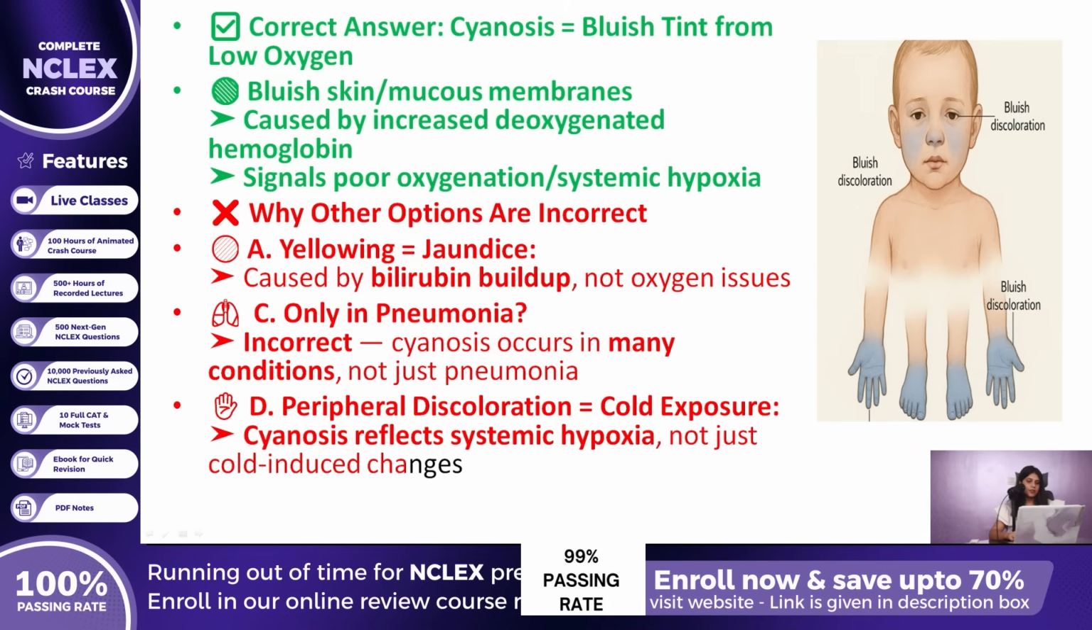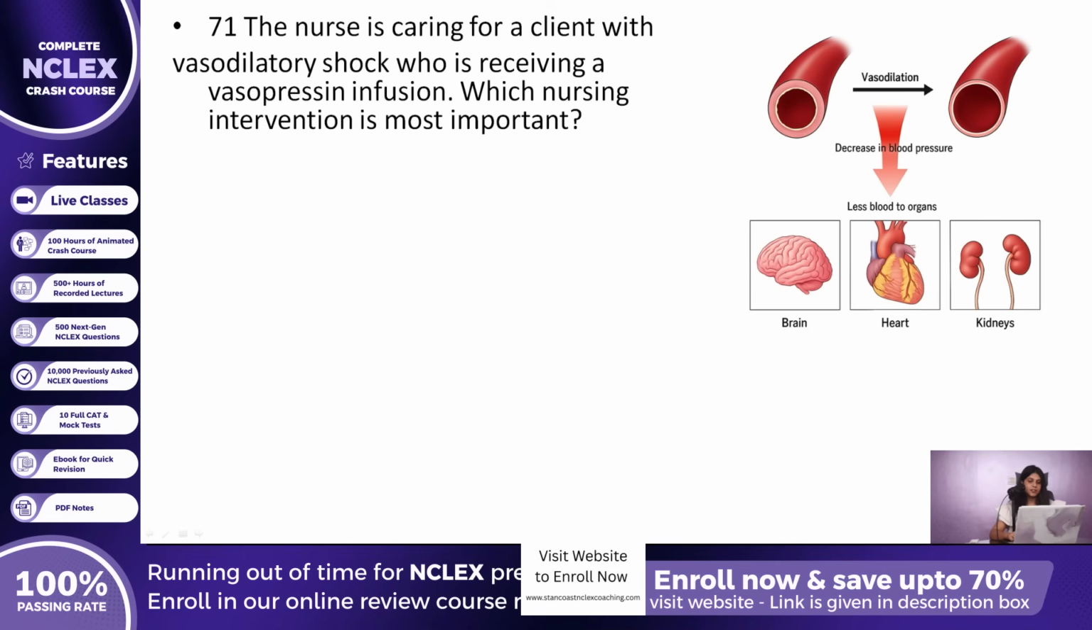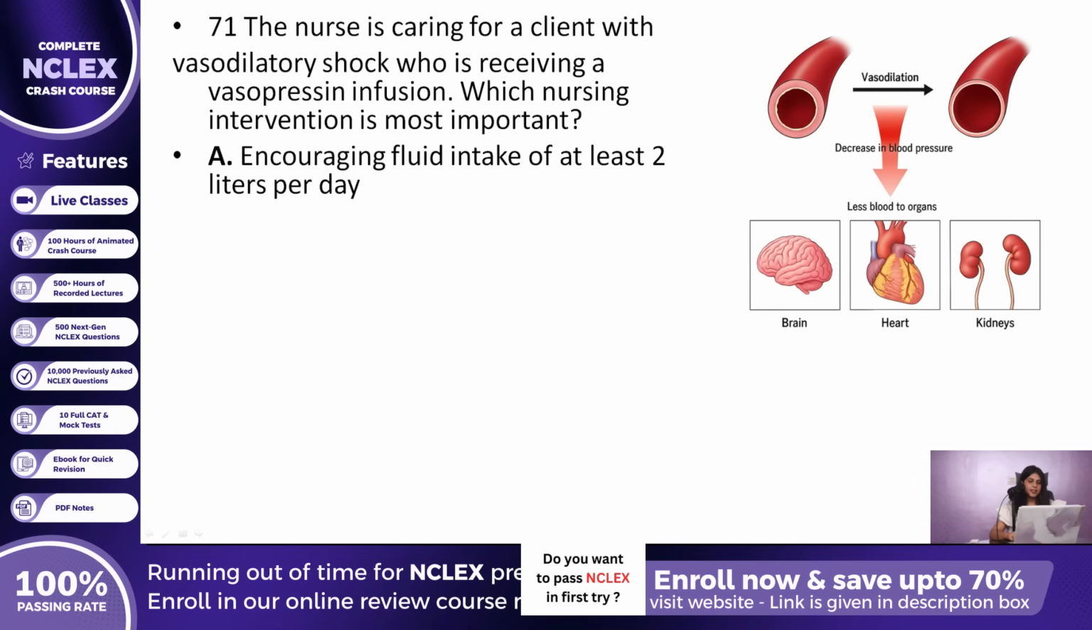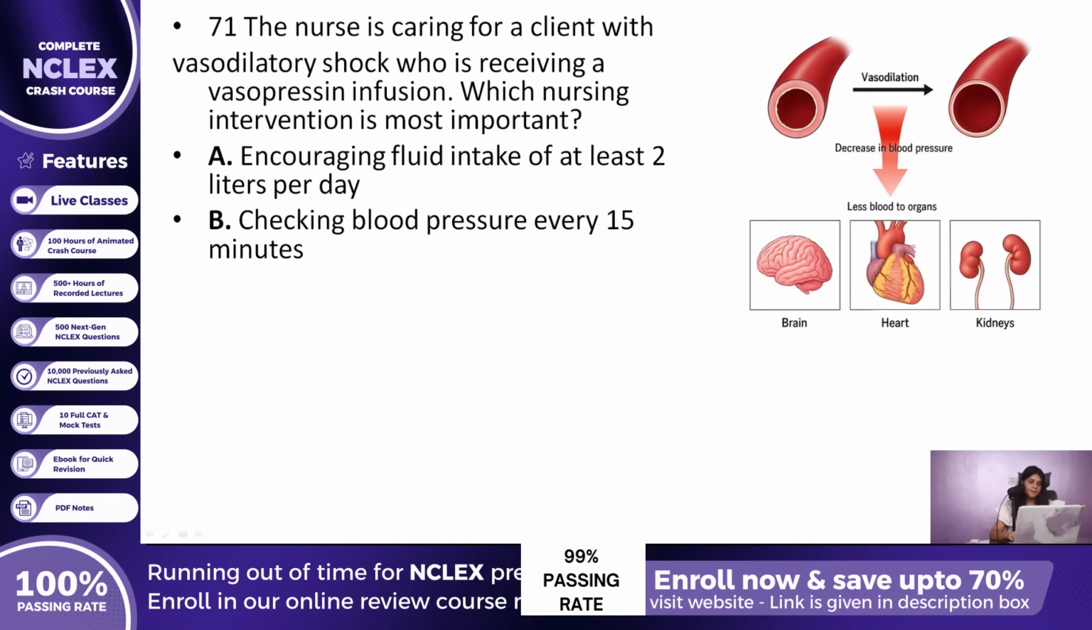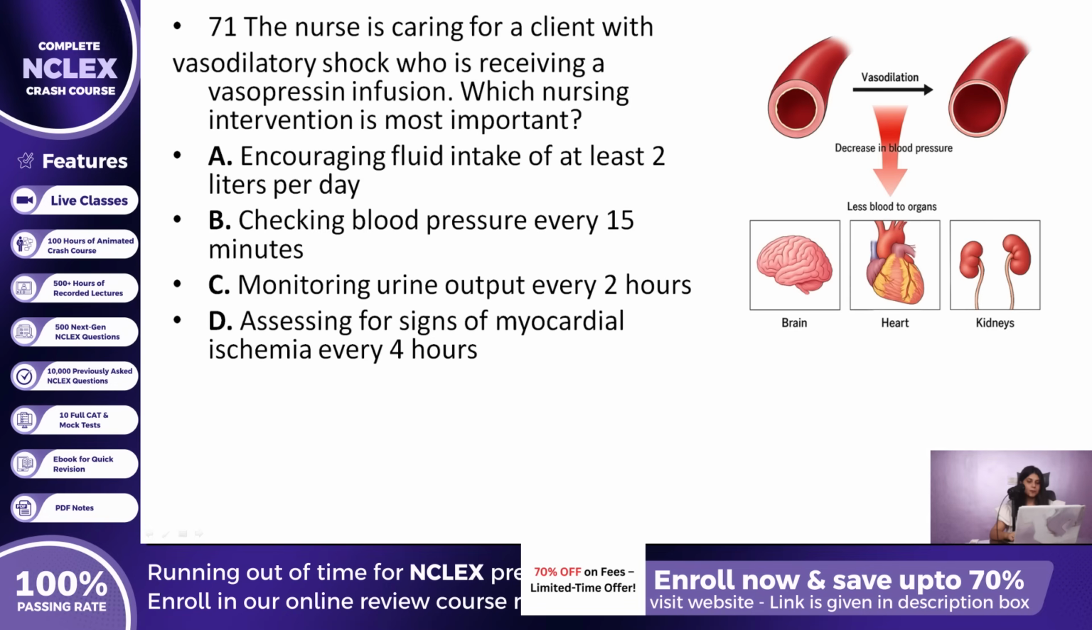Let's turn our attention to this critical care scenario. Question 71. The nurse is caring for a client in vasodilatory shock who is receiving vasopressin. The options are A. Encouraging fluid intake of at least 2 liters per day. B. Checking blood pressure every 15 minutes. C. Monitoring urine output every 2 hours. And D. Assessing for signs of myocardial ischemia every 4 hours.